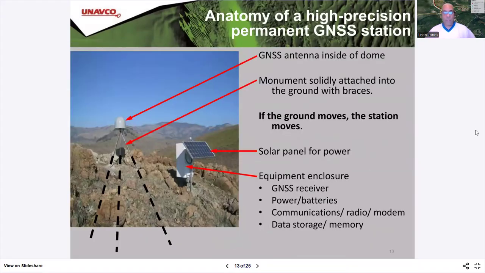Okay, when you deal with the anatomy of a high precision permanent GNSS station, you have your GNSS antenna inside of a dome. Then you have a monument solidly attached to the ground with braces. The ground moves, the station moves. Then you have a solar panel for power. Then you have your equipment enclosure: your GNSS receiver, your power, batteries, communication, radio, modem, your data storage, and memory.